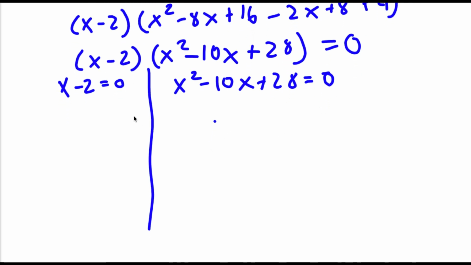Now for x minus 2 is equal to 0, I can simply add 2 on both sides. So then these two cancel out. Now I'd be left with x is equal to 2.